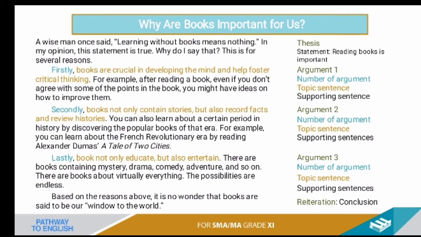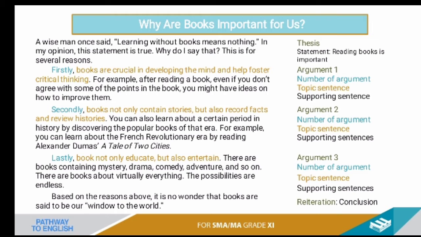Nah, di slide selanjutnya ada contoh dari analytical exposition text dengan judul Why Are Books Important for Us? In this text, there is a thesis and arguments. There are 3 arguments that support the thesis or the topic, and the last paragraph is the reiteration or conclusion about the topic. And you know that the blue color in the text, first, second, last, indicates the number of arguments, and there are 3 arguments in this topic.